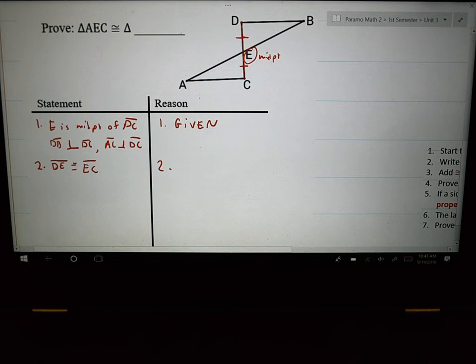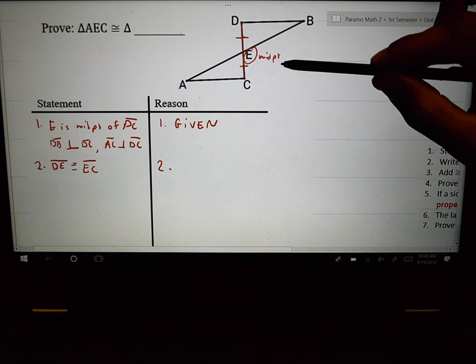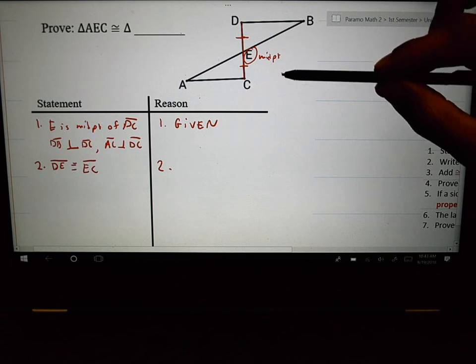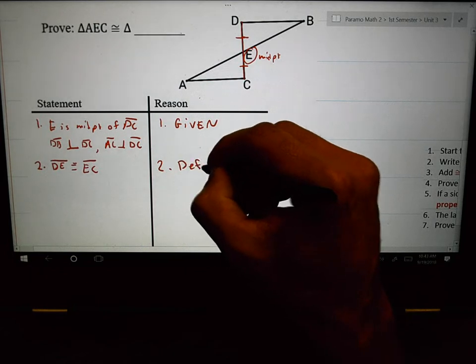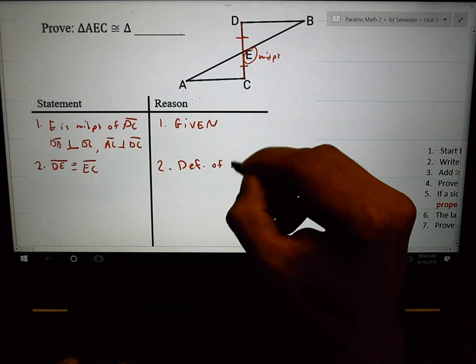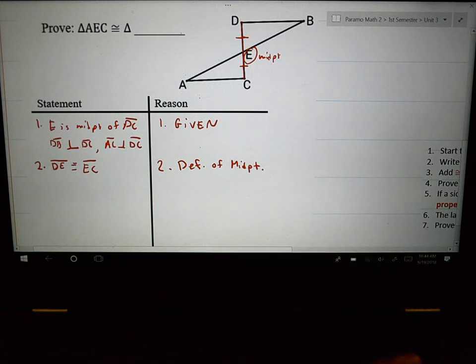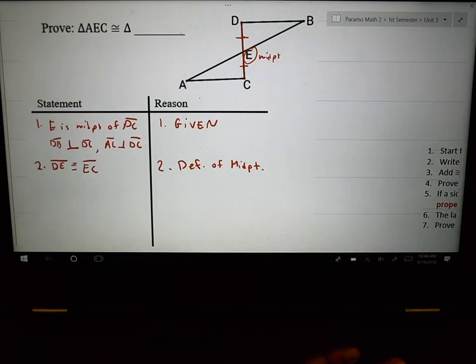How do I know that? I'm using this word, midpoint. Is that a good enough reason? Close. We're using its definition. I will abbreviate this to definition of a midpoint. I know that these 2 are congruent to each other because of the definition of a midpoint.